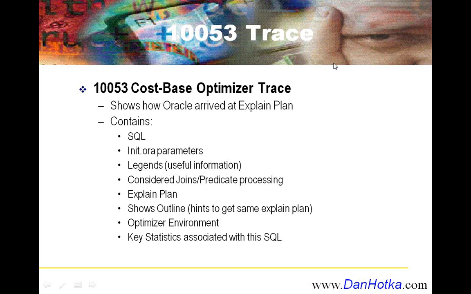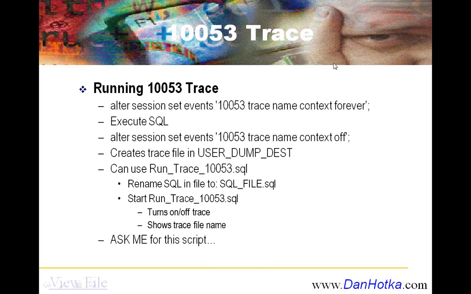So, at any rate, the 10053 trace is a useful trace. I have written a couple of scripts here that will run the trace and turn on the session. There it is: alter session set events '10053 trace name context forever'. I don't know what most of that means, but you do have to have privileges to alter the session. Run your SQL statement, and then alter the session, set the trace name context off. That turns the trace off. It creates a trace file in the user dump dest, or a better location is the background dump dest. Okay, background dump dest. And I've already updated the scripts for this.